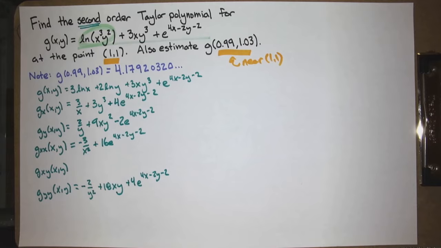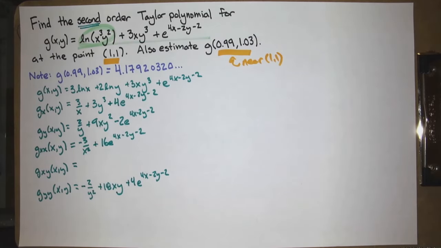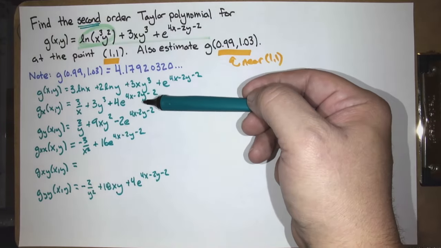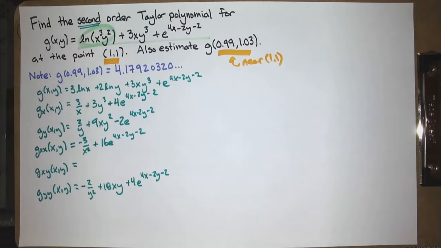Now the only reason I hesitate on g sub xy is I ask myself the question, is there any reason to think I should take the derivative of g sub x with respect to y, or take the derivative of g sub y with respect to x. Sometimes one is slightly easier than the other.